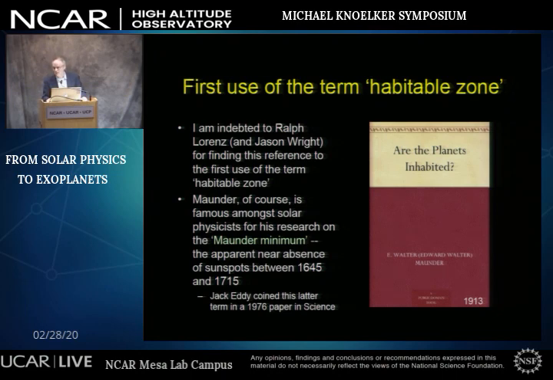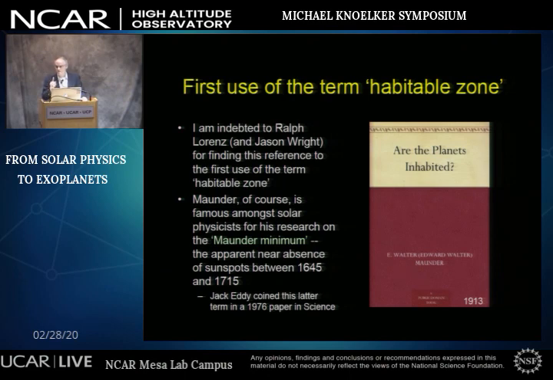Jack Eddy coined the term in a 1976 paper in Science, which, by the way, I looked up the citations on. There's about 1,300 in Web of Science and 2,400 on Google Scholar. So this is one of the most highly cited papers. I also looked up the Wikipedia article on the Maunder Minimum and Jack Eddy.